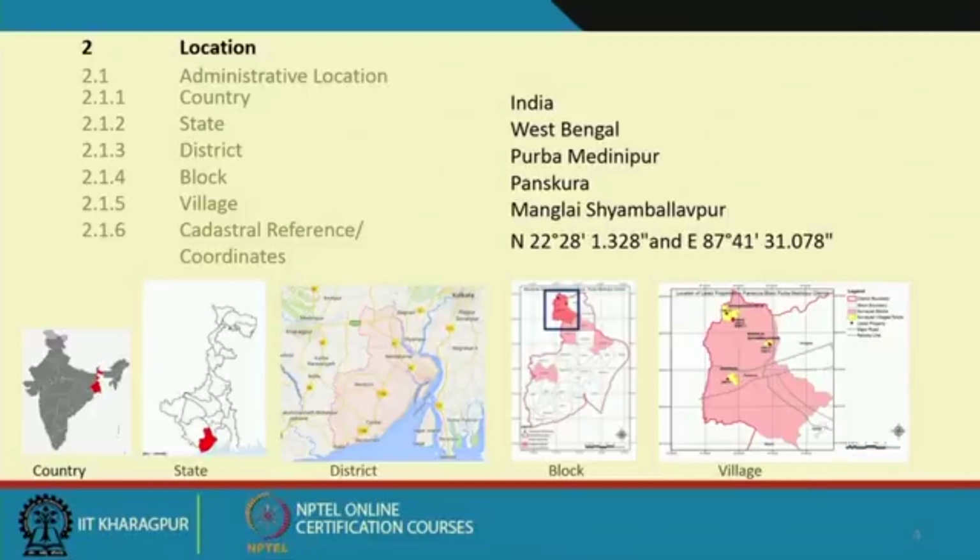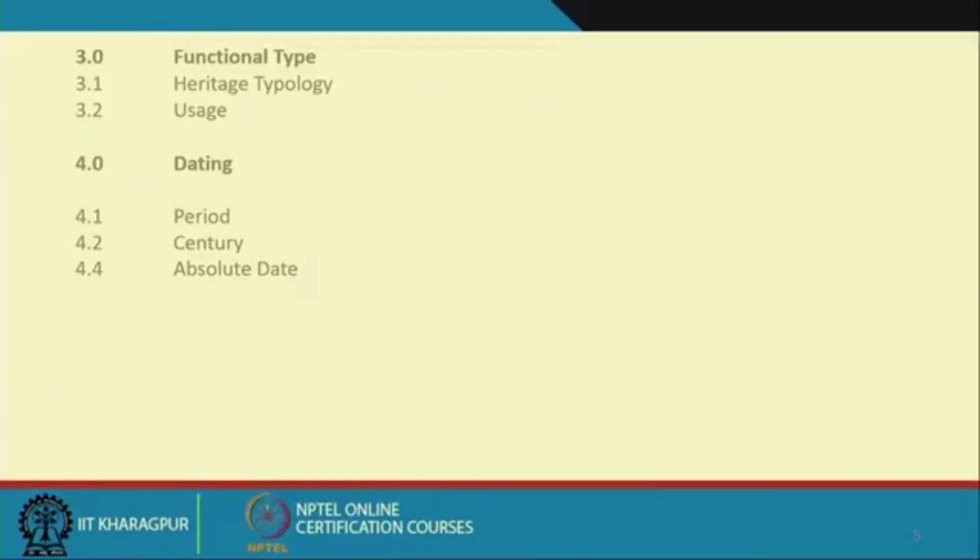This is absolutely important to put on the map, and nowadays GIS has become a very important platform to document the number of structures that you are working on. Then the category comes the functional type, and in functional type, what is the heritage typology, what is the usage, and also the dating, that is a very important source to start with. Now, I am just giving a basic idea, and there can also be further subcategorization.